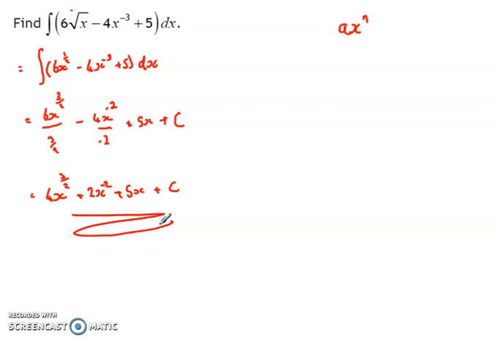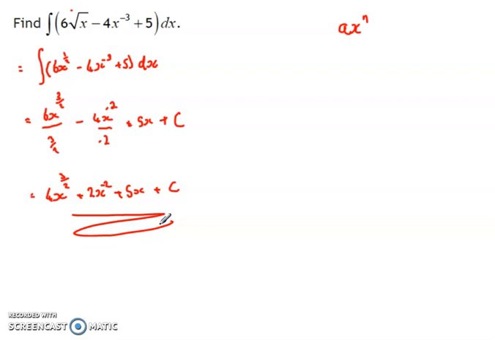Job done. Now if you wrote it in terms of square roots and positive indices, it wouldn't make a huge amount of difference. Just be careful if you make mistakes, because if you make errors when you're doing that, you could lose marks. So just watch out for that. Good idea to stop at this point if it doesn't ask for it in a set format.